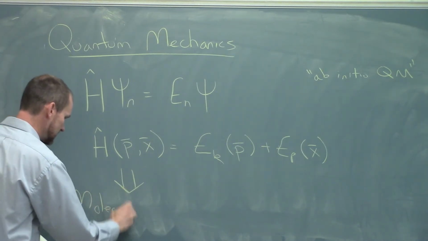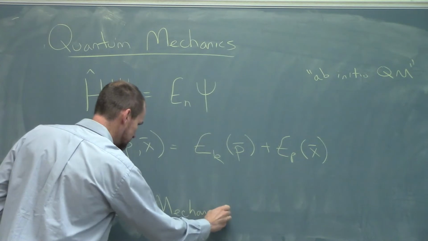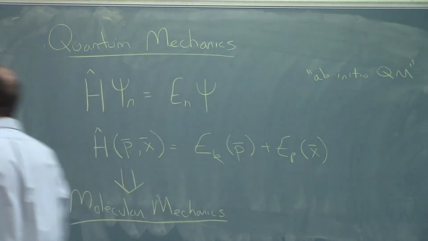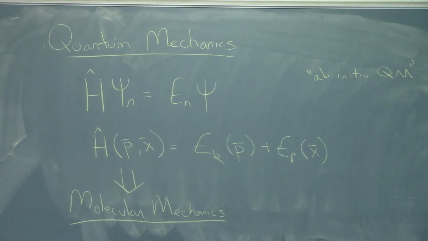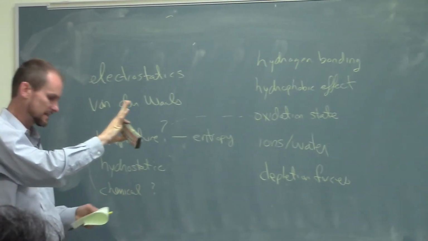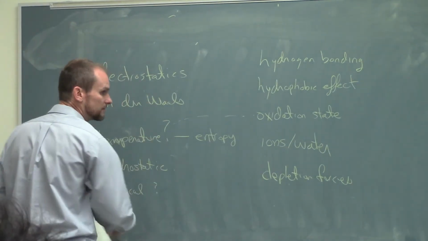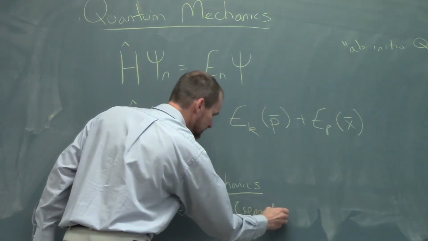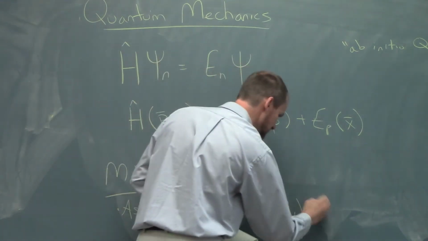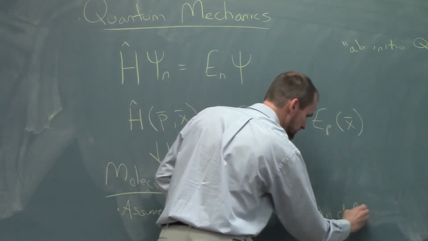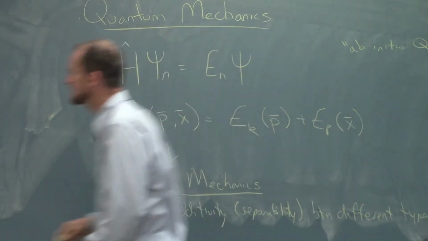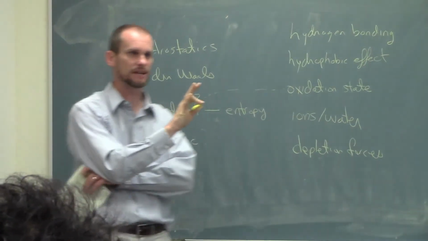And the next length scale is called molecular mechanics. And in molecular mechanics, we assume that these quantum pieces can come together basically into these molecular forces that you've learned about in chemistry class and thermodynamics class. And what we're going to assume is that we have additivity or separability between different types of forces. So we're basically going to take this list of forces that you have and whittle them down and try to make a set of energies that we can add together.